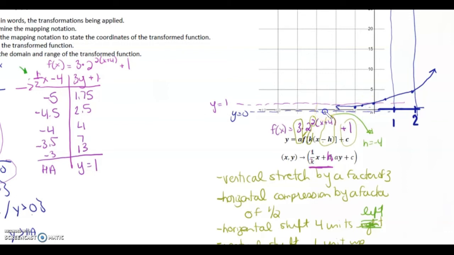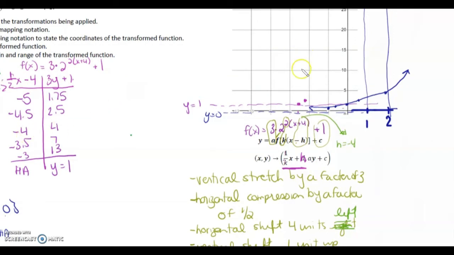And then we're going to go -5, comma 1.75. -4.5, comma 2.5. Okay, so we have -4 and 4, -3.5 and 7, -3 and 13. Put that over there more, and then 3 and 13. So now we have this function, and it looks like this. Okay, so this is f of x equals 2 to the x. This is our original. And then this is f of x equals 3 times 2 to the 2x plus 4, plus 1.